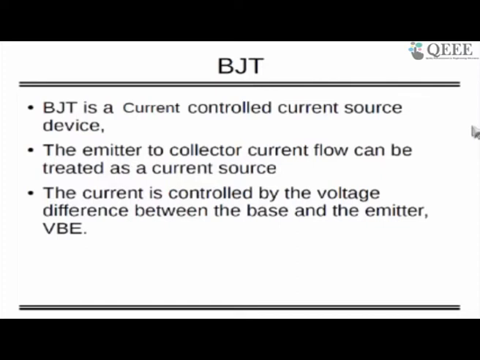Then the emitter to collector current flow can be treated as a current source. So if you want to design a current source using a BJT, you can put the BJT in active mode, and you can find the current flowing from the collector side to the emitter side. We are going to call it a current source, which can be treated as an ideal current source. And the current is controlled by the voltage difference between base and emitter, so it's VBE. These were some of the features of how a BJT works.